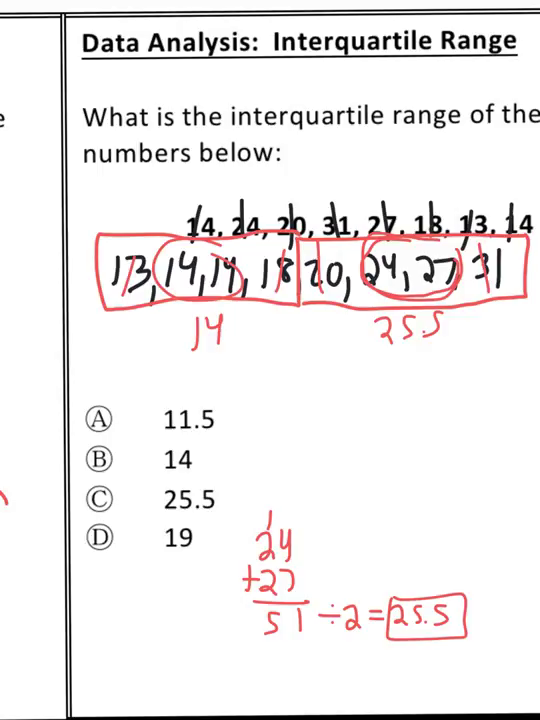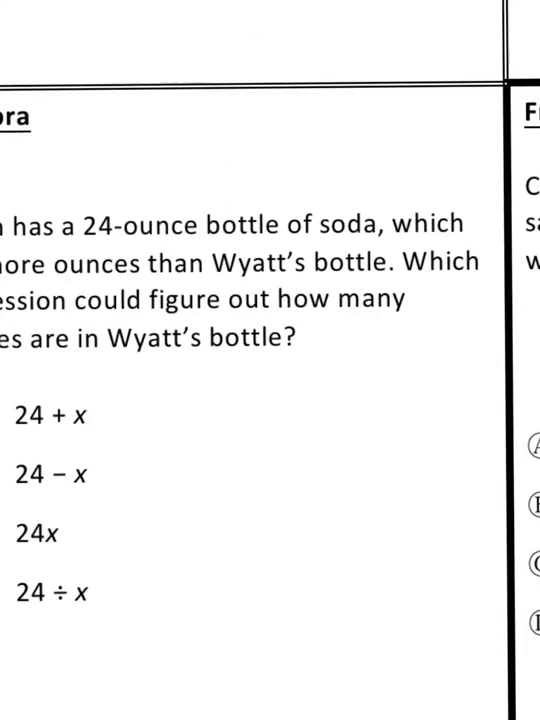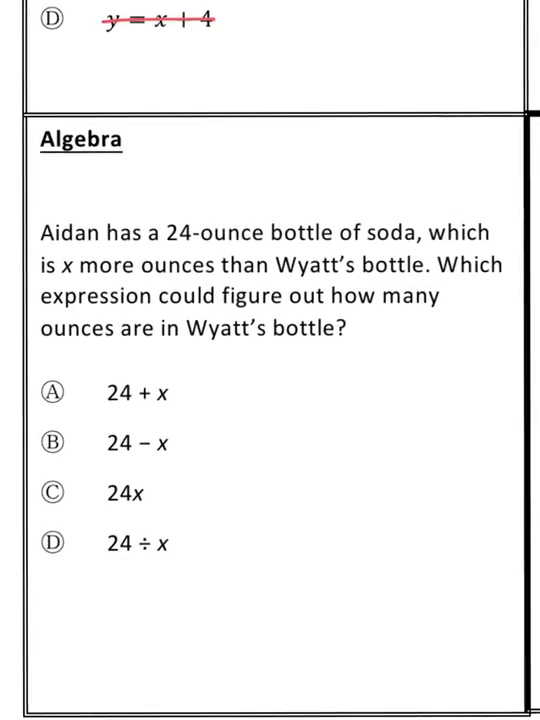So all I have to do to find interquartile range is subtract Q3 minus Q1, which is 14. And if I do that, I get 11.5. All right, if you had that one wrong, make sure you leave a note on the back when it's graded. Let's go down to expressions.